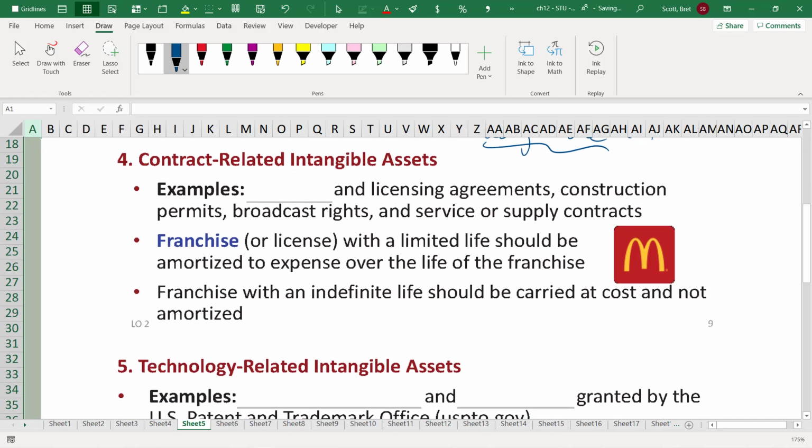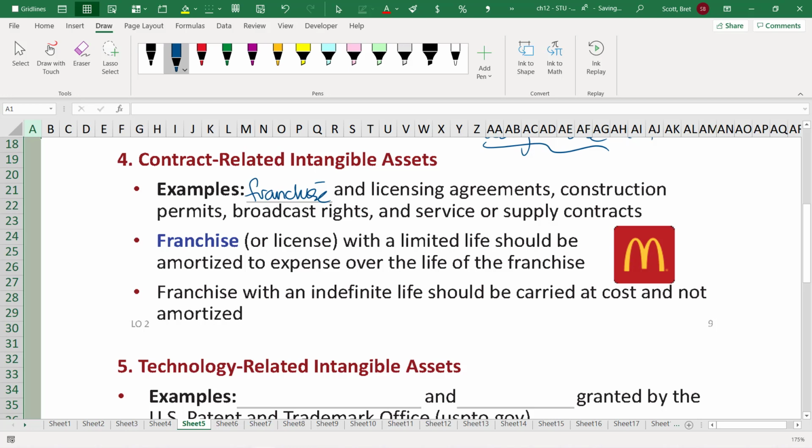Contract related intangible assets. A big one that you see most often is a franchise. Franchise and licensing agreements, construction permits, etc. A franchise or a license with a limited life should be amortized over that life of the franchise, or less. If the useful life is less than the legal life, use the smaller. Always go with the smaller. The smaller is usually what the useful life is.